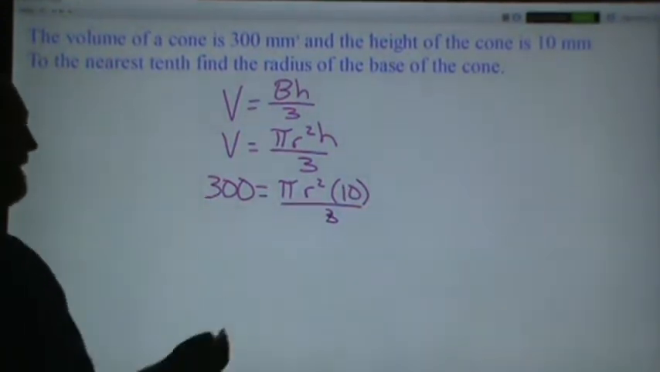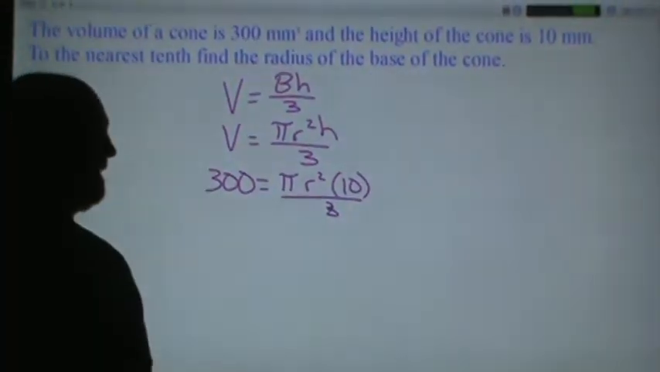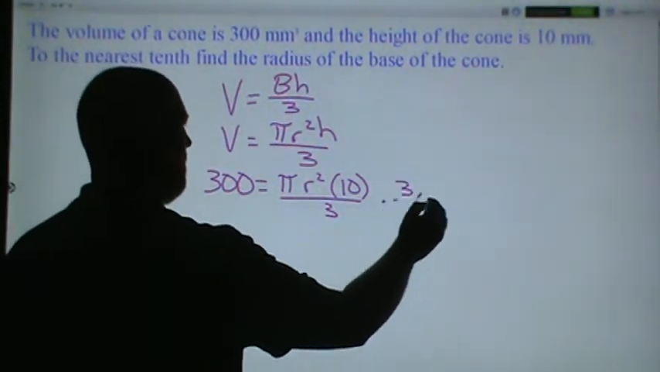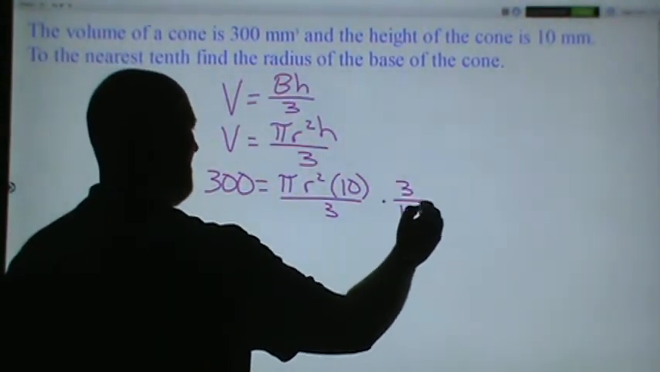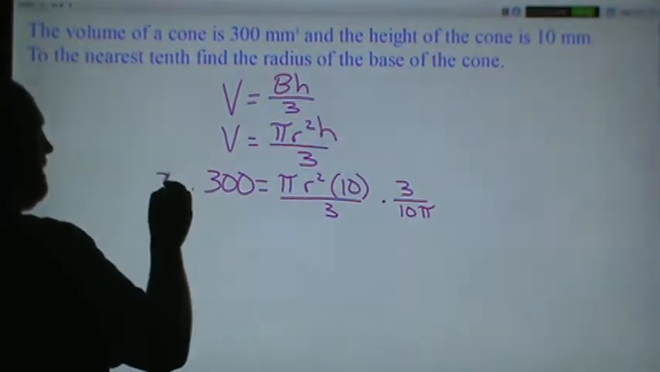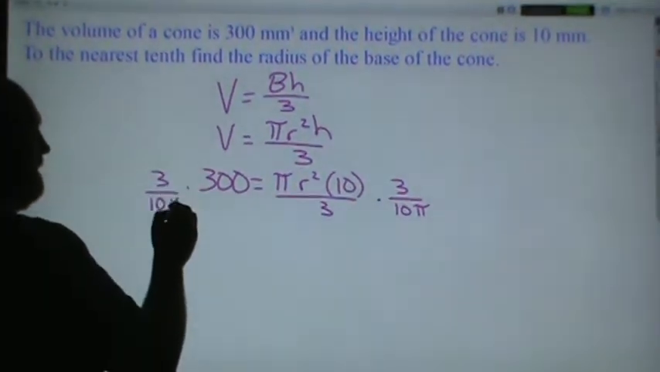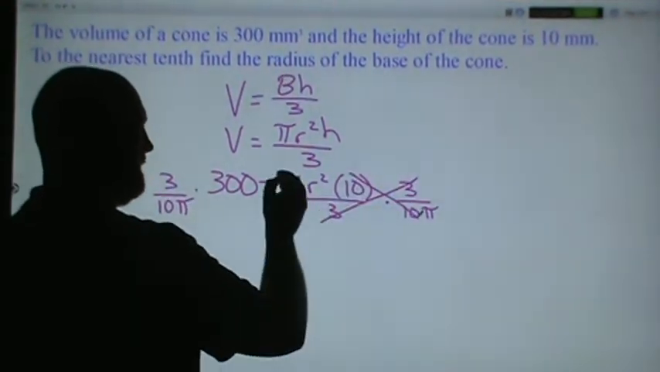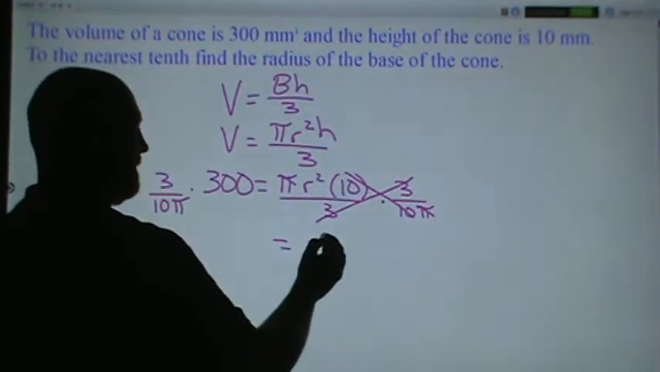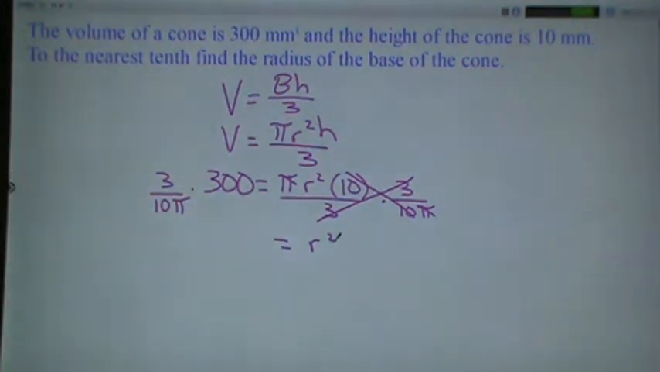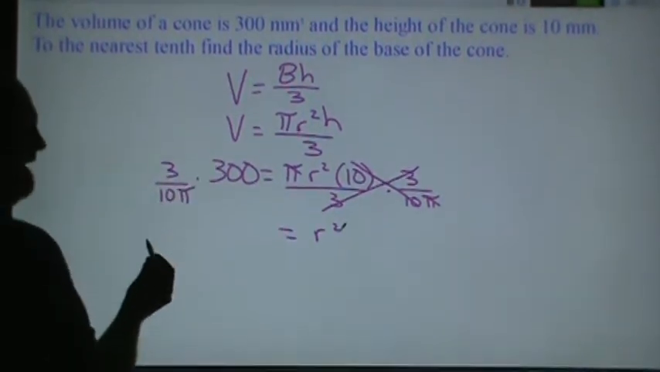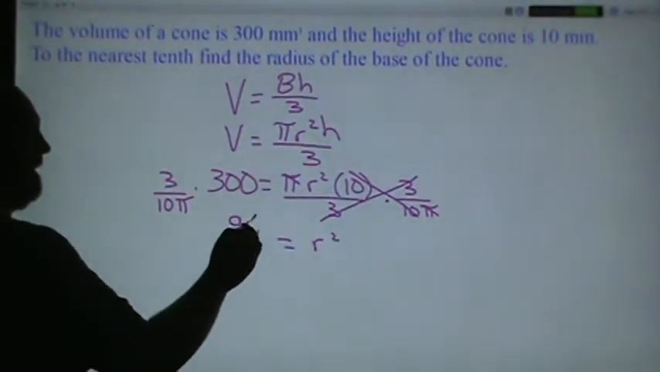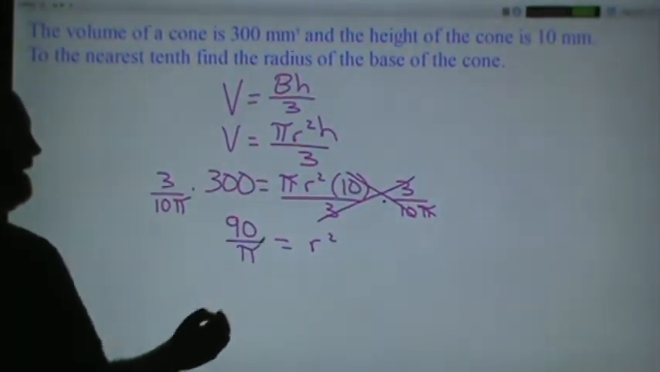Well, I want to get rid of the 3, I want to get rid of the 10, and I want to get rid of the pi. So what I could do is multiply by 3 over 10 pi on both sides. Because that'll cancel out the 3's, the 10's, and the pi's, and I'm left with r squared. When I divide 300 by 10, that's 30, times 3 is 90, and I'm going to leave that over pi so that I don't get a terrible looking decimal.